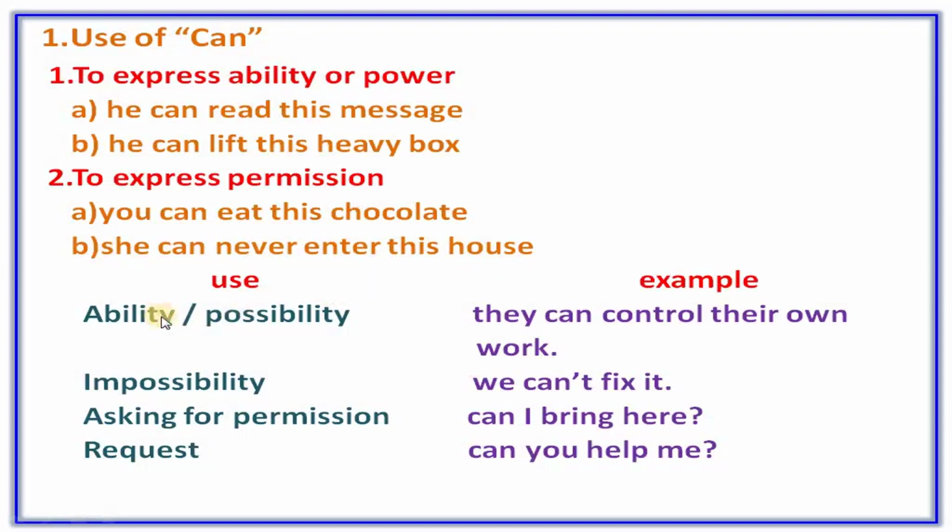And see, use for ability or possibility. Examples: they can control their own work. It is ability or possibility. Impossibility: we can't fix it. So it shows the impossibility. Example: we can't fix it.